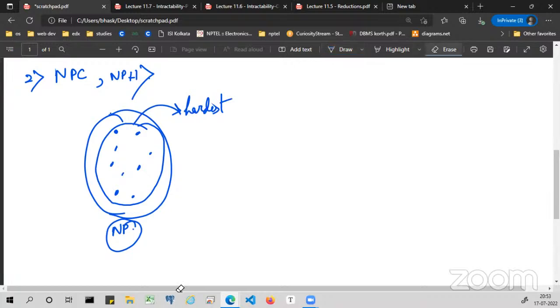Okay, so let me delete this circle, it's a misnomer. So I'm picking one problem from the whole family of NP problems, which is the hardest one to solve. Now, why am I doing that?